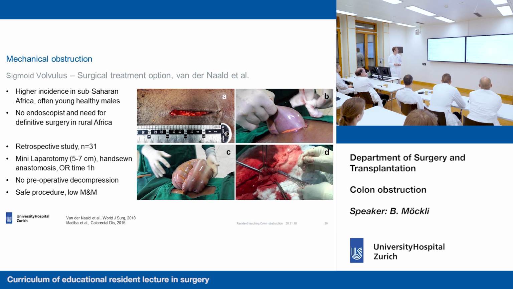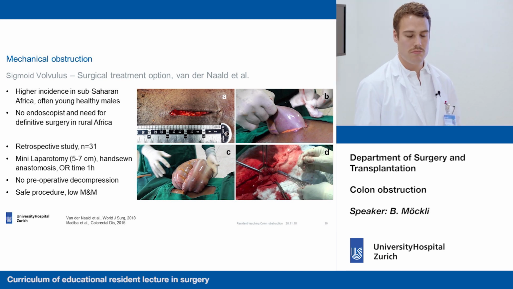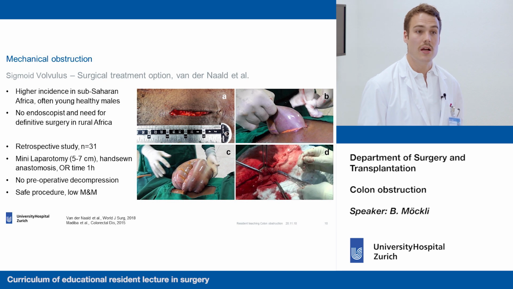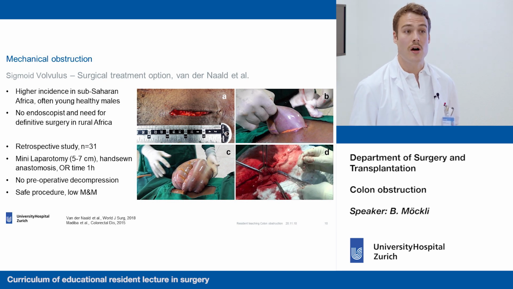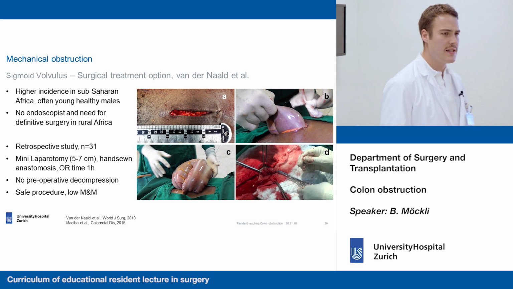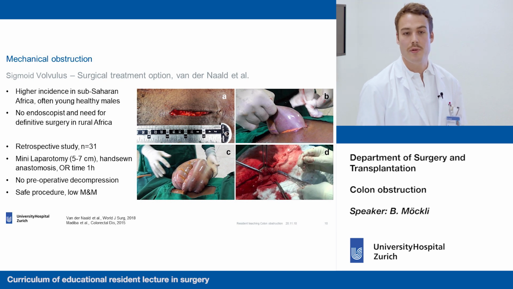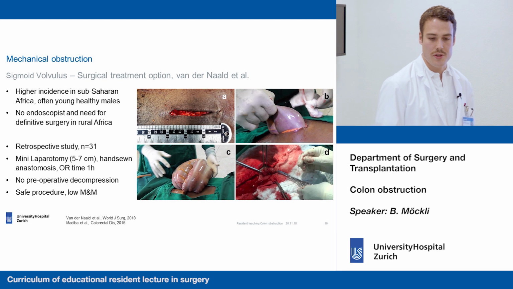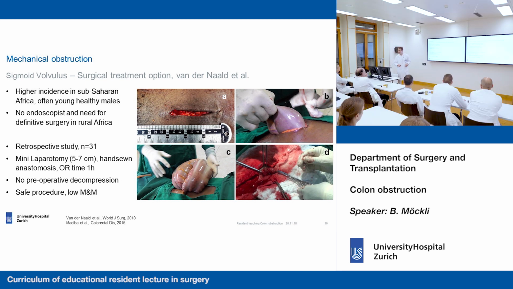Next, I would like to go over a study from Van der Naal et al. He performed a study in Africa, where the incidence of sigmoid volvulus is much higher in young, otherwise healthy males because of an anatomically longer sigmoid. The setting is also particular: they don't routinely have endoscopists available, and there's a need for definitive surgery because of the distances between the medical centers and the patients.